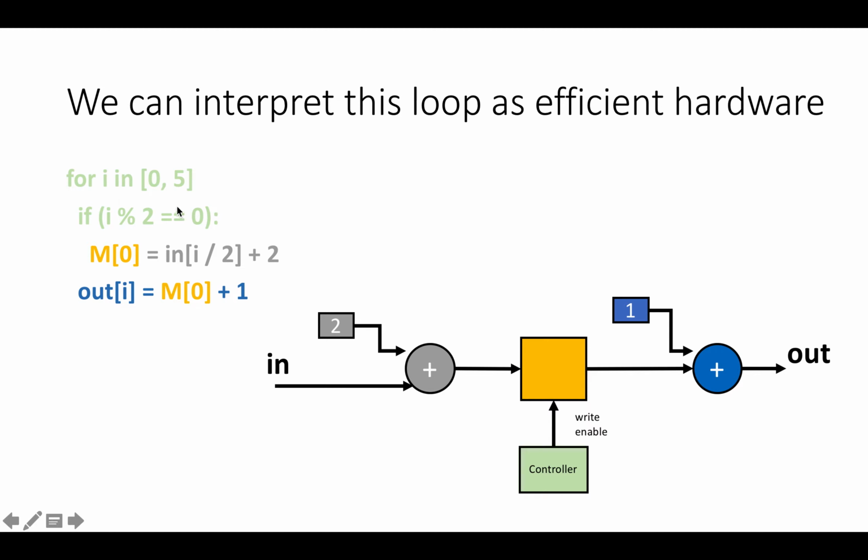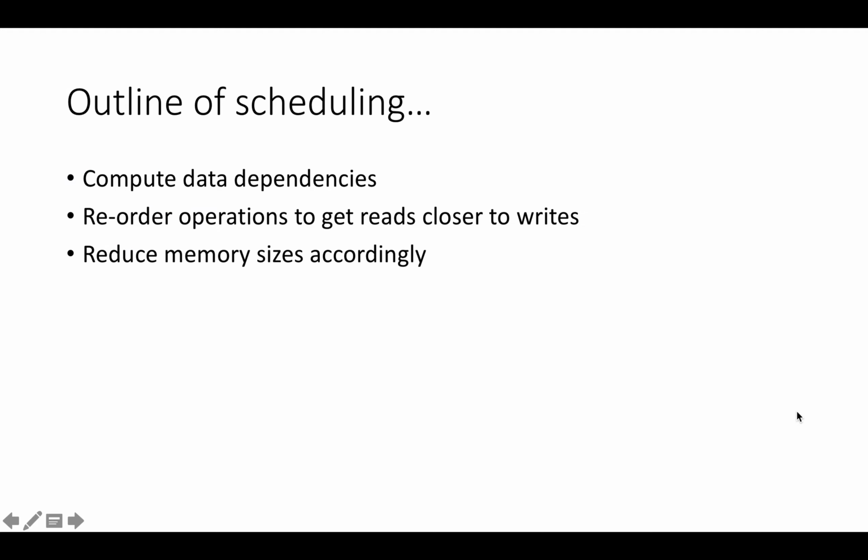We can think of this for loop and if statement as being the controller that is emitting write enables to a register. We can think of M0 as a single location denoted in yellow by this single register. And then we can think of these two operations, the in I divided by 2 plus 2 and out I, as being compute logic, shown in gray and in blue here, that are fed by wires coming in from the outside world and that send data to wires in the outside world.